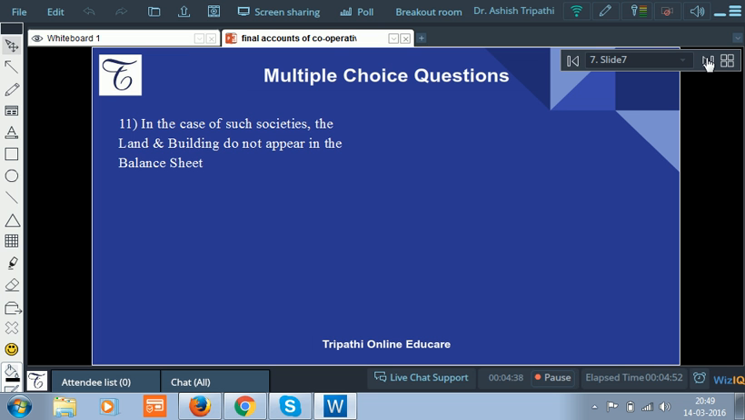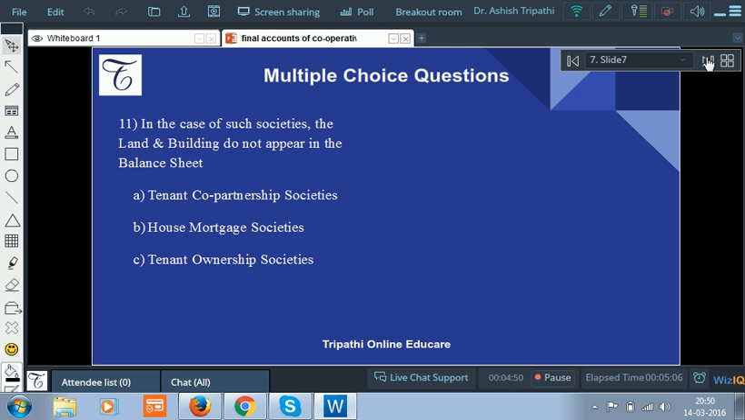Eleven, in the case of such societies, the land and building do not appear in the balance sheet: A. Tenant co-partnership societies, B. House mortgage societies, C. Tenant ownership societies, D. House construction societies. And the correct answer is C, tenant ownership societies.